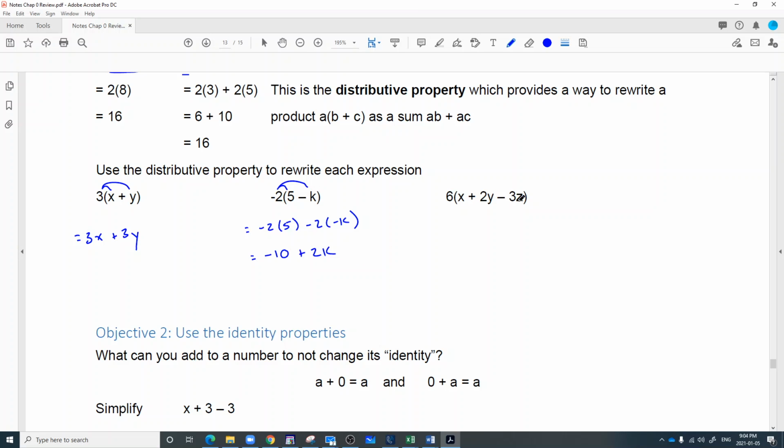And then lastly, if you have 3 terms in your bracket, just make sure that you distribute through all 3 terms. So 6x plus 12y minus 18z, and that's it.